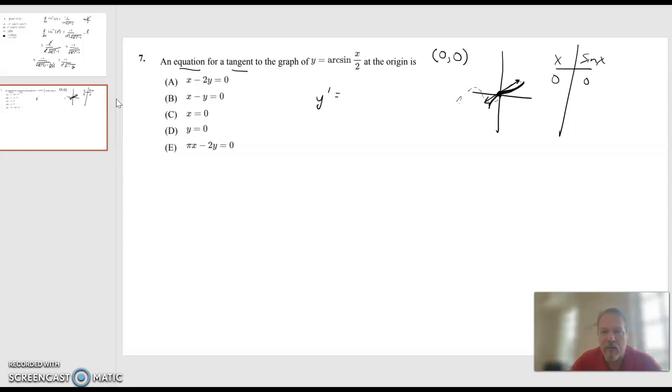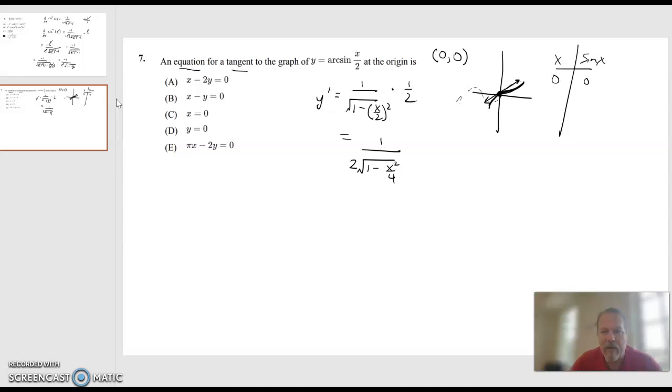So y prime, the derivative of arc sine of x over 2, is 1 over the junk, 1 over the square root of 1 minus the junk squared, x over 2 squared, times the derivative of the junk. The derivative of x over 2 is 1/2. That gives me 1 over the square root of 1 minus x squared over 4 times 1/2, which puts a 2 right here in the front.